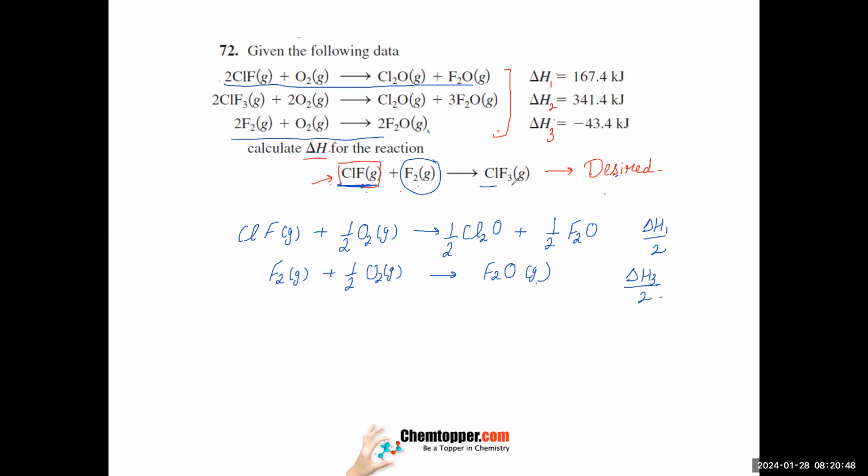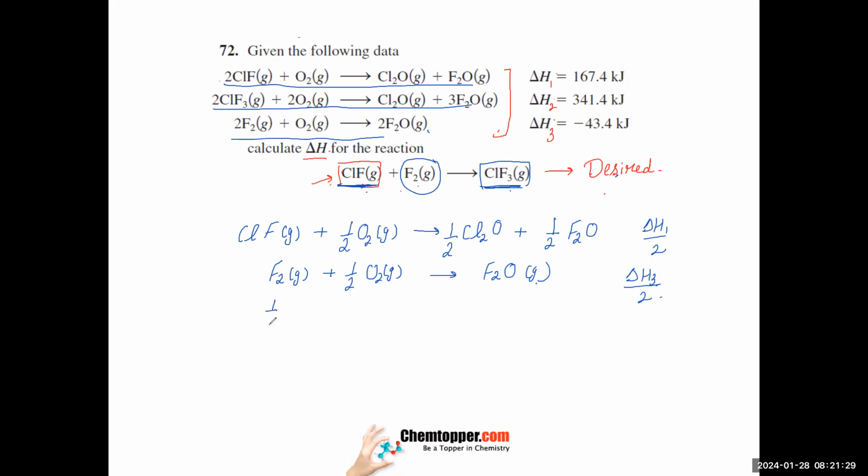Now I want this ClF3. Which equation is giving me ClF3? How many ClF3 do you want? And do you want it on the reactant side or product side? So what should you do with equation 2? Tell me. What should I do with equation 2 so that I get one ClF3 on the product side? Yes, divide by 2 and reverse. So I'm dividing the whole equation by 2 and reversing.